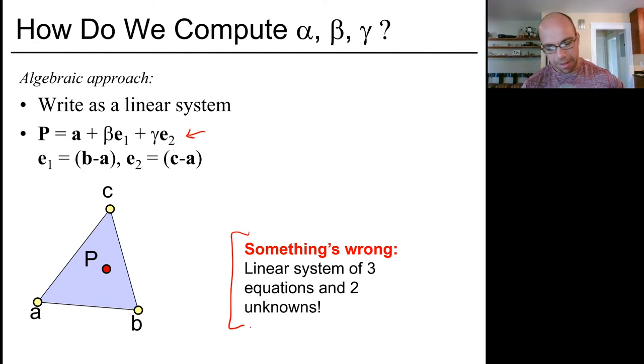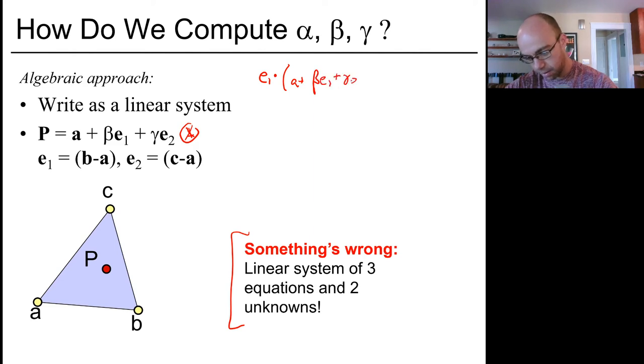In particular, let's take our expression here. I'll maybe put a star next to it for good luck. And now let's do the inner product, or the dot product, of that expression with E1, right? So now I get E1 dot product with A plus beta E1 plus gamma E2. In fact, let's move the P to the other side while we're at it. Minus P equals 0. And E2 dot A plus beta E1 plus gamma E2 minus P equals 0.